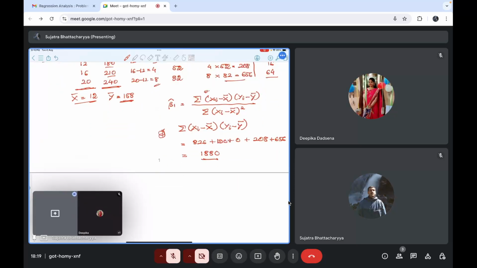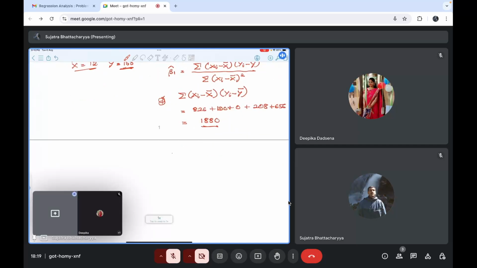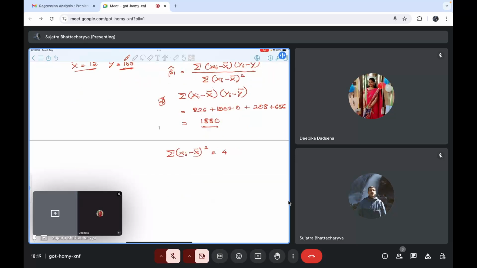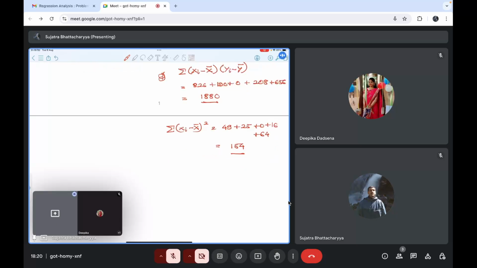What about the denominator? The denominator is the summation of xi minus x bar whole square. That is also done. So it's 49 plus 25 plus 0 plus 16 plus 64. So 64 and 16 is 80. 80 plus 25 is 105. 105 and 49 is about 154. So this is your summation of xi minus x bar whole square. Right. So done.